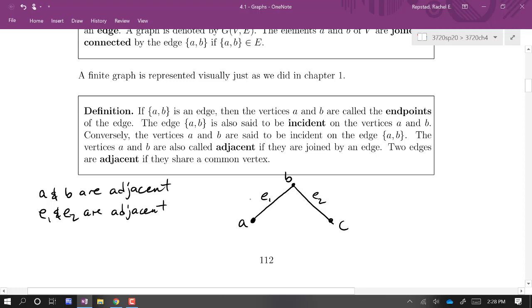We'd say that A and B are endpoints of E1. We could list E1 as the two-element subset of the vertex set consisting of A, B. Now, it's a subset, so it doesn't really matter the order in which we list the vertices. And E2 is the set B, C.